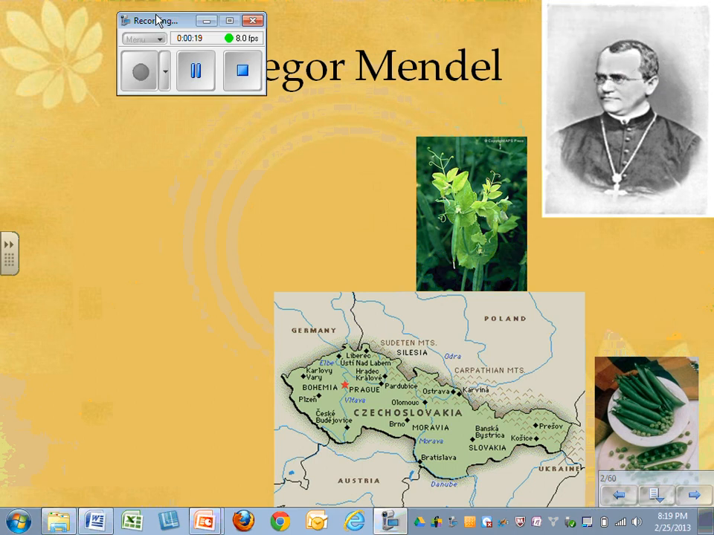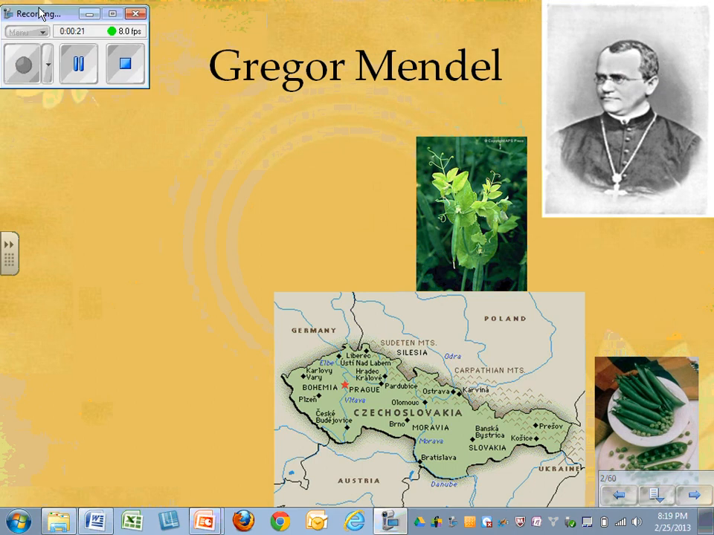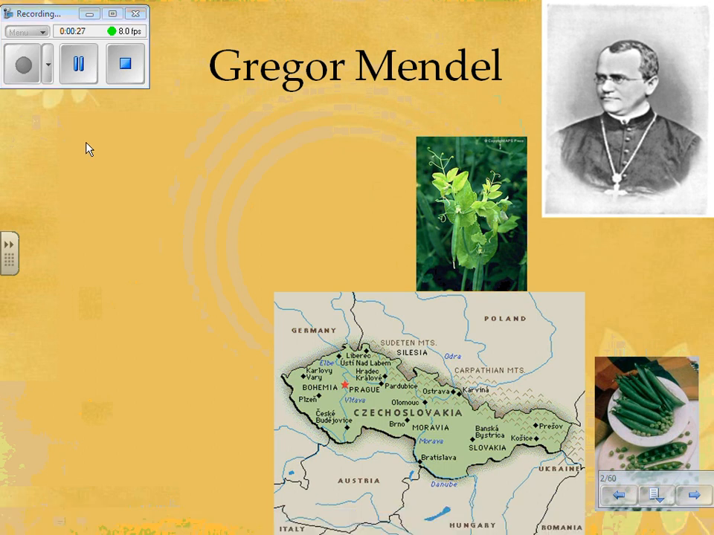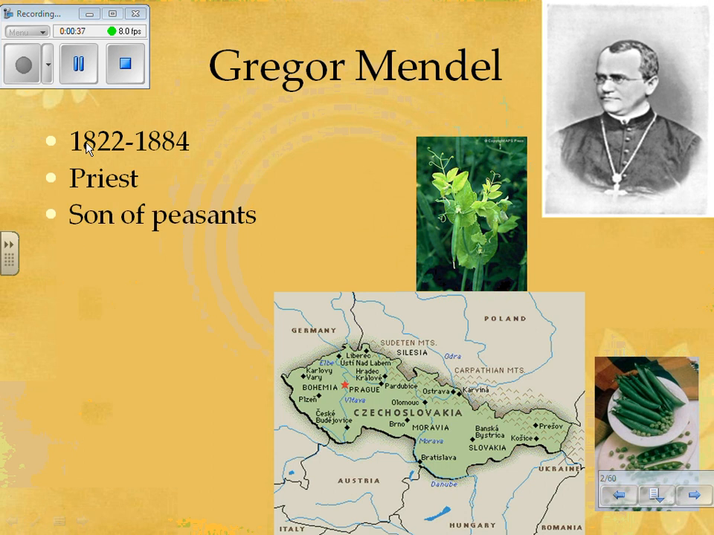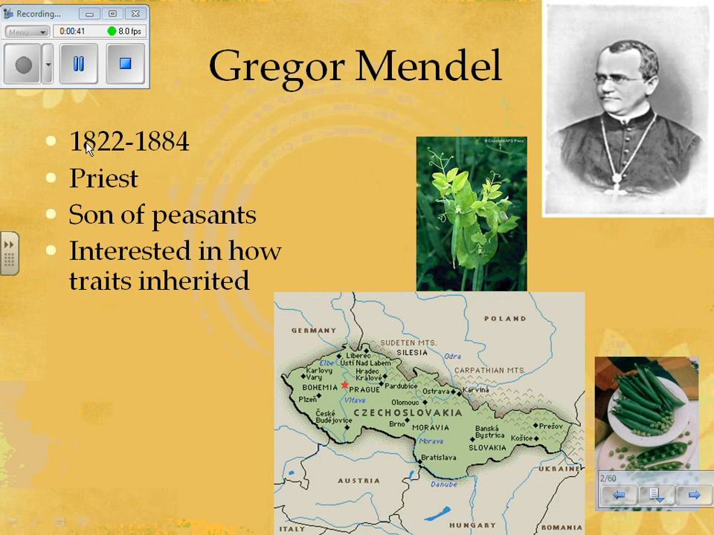And so you can see the nice picture there of Gregor Mendel, and he was the guy that was coined as the father of genetics. And he did a lot of work with pea plants, and he was a priest. And he lived in the 1800s, son of peasants, pretty poor, Czechoslovakia at the time, and he was just interested in how traits were inherited.